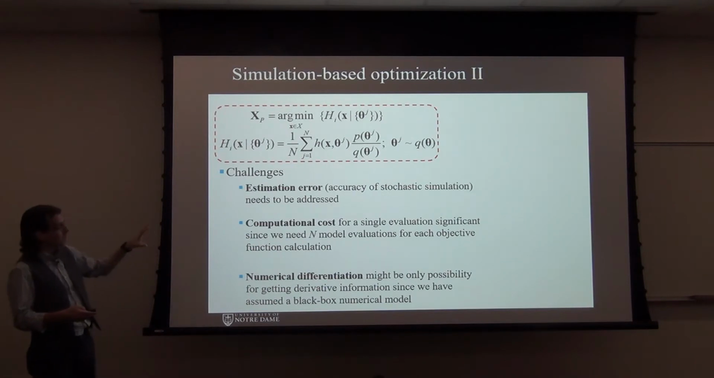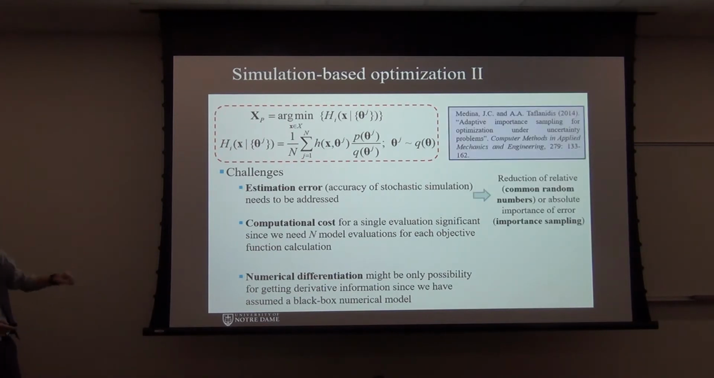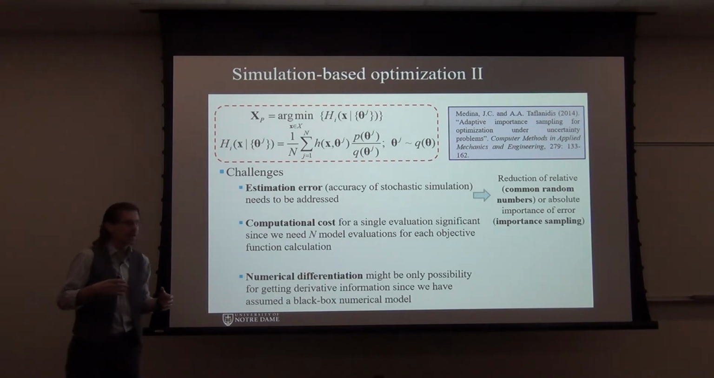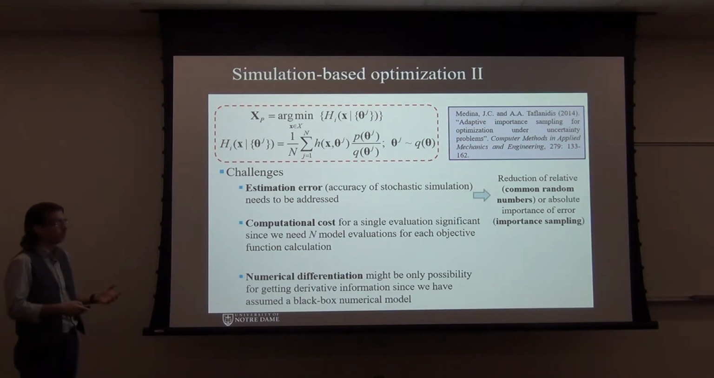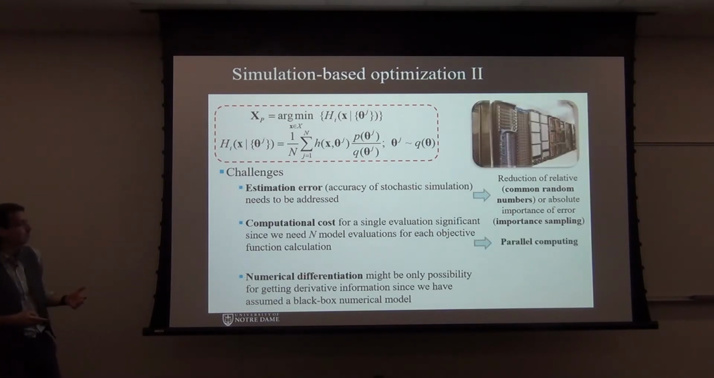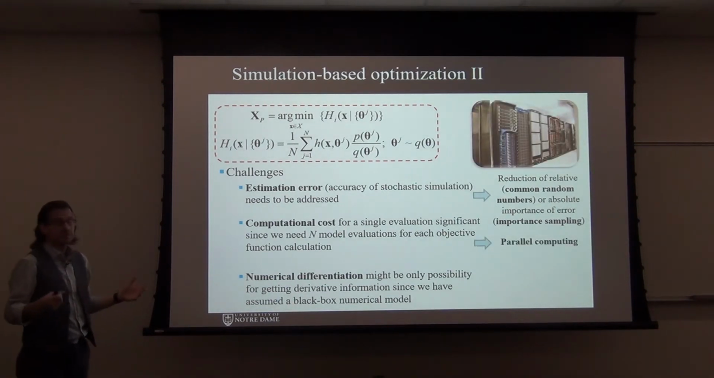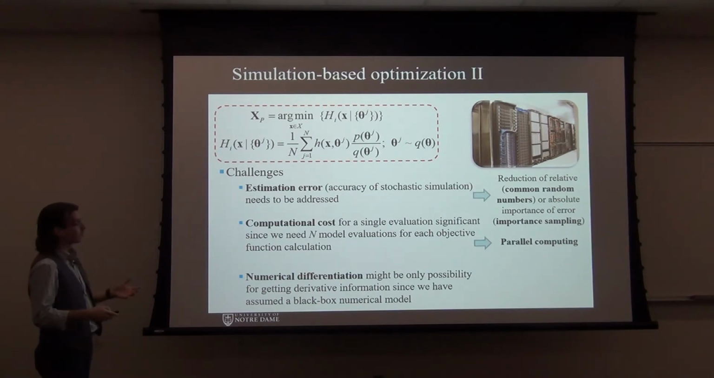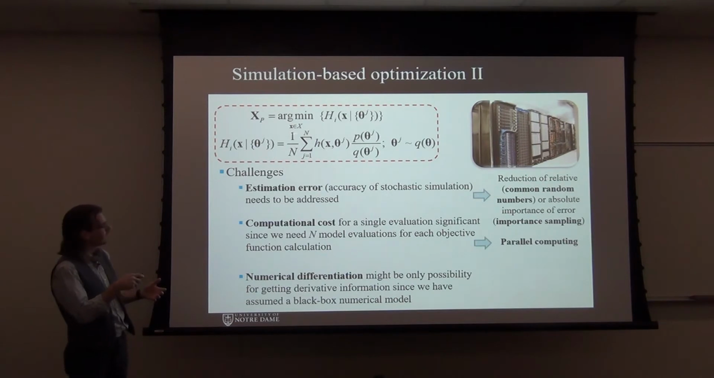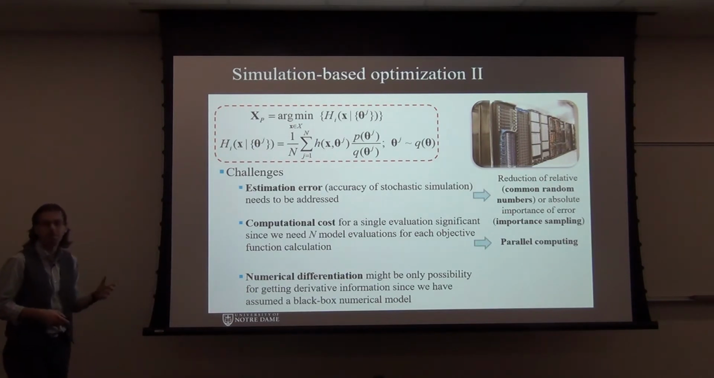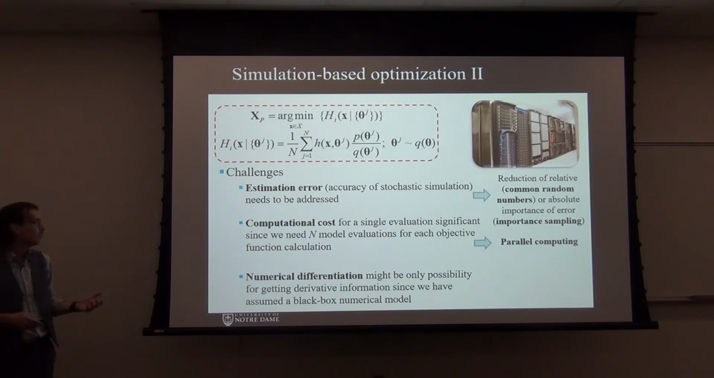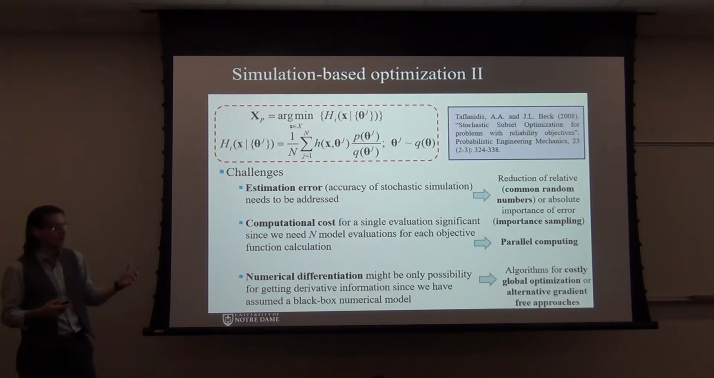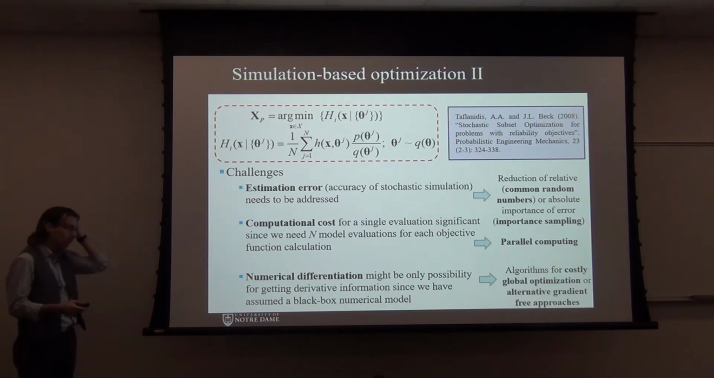Of course, there are some remedies to address these challenges. For example, you can use importance sampling or common random numbers to reduce either the absolute or the relative importance of the stochastic simulation error. If you have access to supercomputers, you can use parallel computing to reduce the computational cost, because you have independent evaluations here. This is what we call an embarrassingly easy to parallelize problem. Or you can rely on gradient-free approaches or algorithms appropriate for complex global optimization.